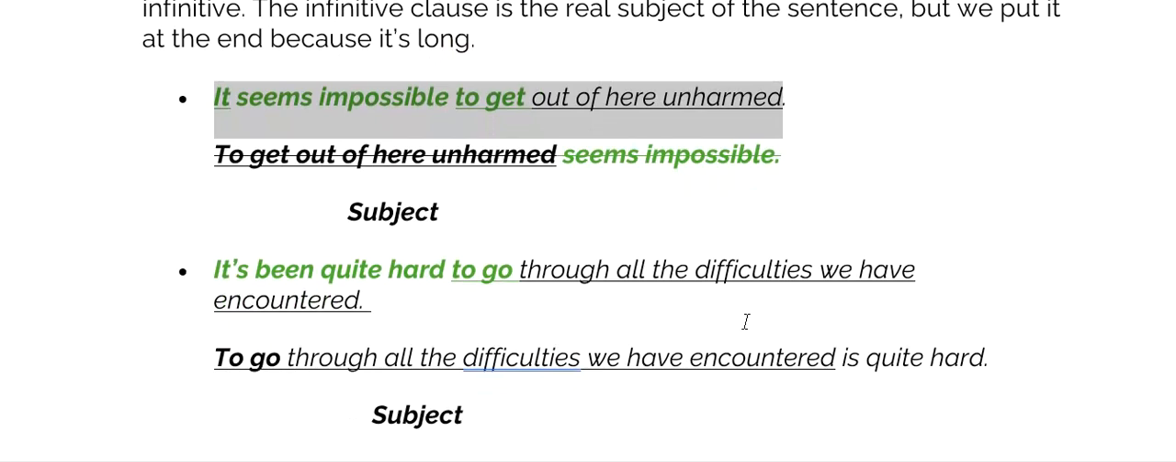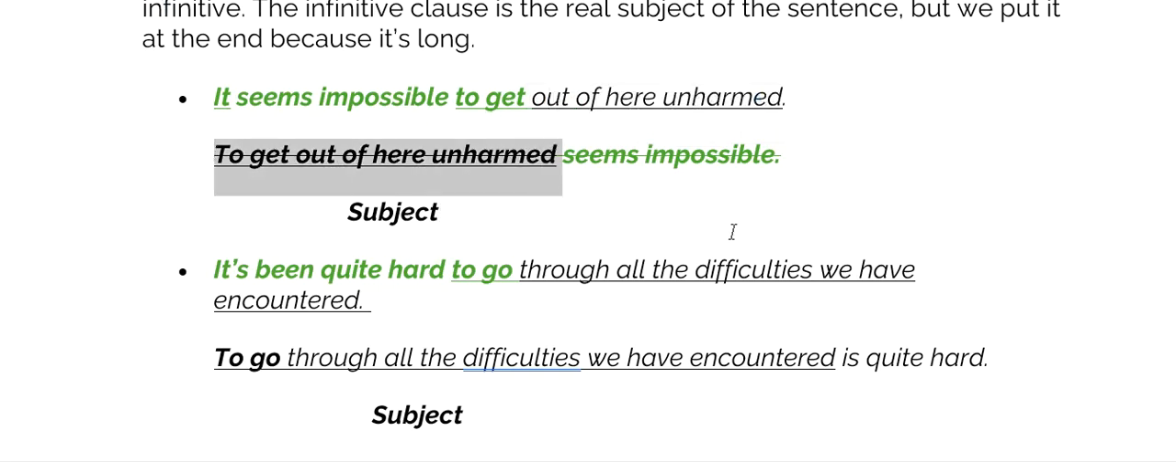For example, this sentence is very correct in English language. It seems impossible to get out of here unharmed. Why? Because the long subject is put at the end position. Usually native speakers do not prefer to say, to get out of here unharmed seems impossible. Why? I don't say that it is incorrect. Structure is correct. But the fact is that I have started my sentence with a very long subject, which seems too unusual in English language. To get out of here unharmed seems impossible is a strange sentence in English language.